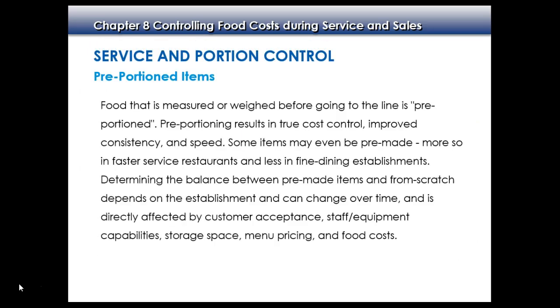So we also have pre-portioned and pre-made items. Food that is measured or weighed before going onto the line is pre-portioned. Pre-portioning results in true food cost control, improved consistency, and speed. Some items may even be pre-made, more so in faster service restaurants and less in fine dining establishments. Determining the balance between pre-made items and from-scratch items depends on the establishment and can change over time. It is directly affected by customer acceptance, staff/equipment capabilities, storage space, menu pricing, and food cost.